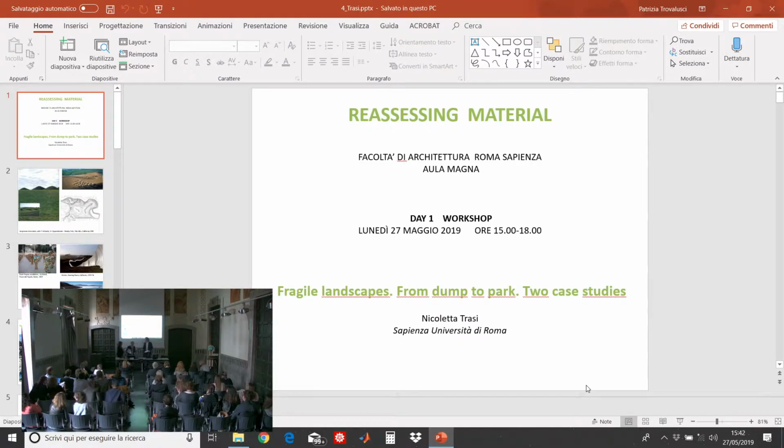We are coming back to the last contributions from Sapienza University. This is Nicoletta Trasi, the next speaker, and the title of her presentation is Fragile Landscapes from Dump to Park, 2 case studies. And you can see now a different approach again that involves the landscape.